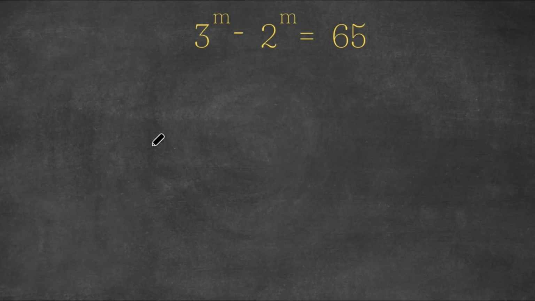In today's video, I'm going to be teaching you guys how to solve this exponential equation. So I have 3 to the power of m minus 2 to the power of m is equal to 65.